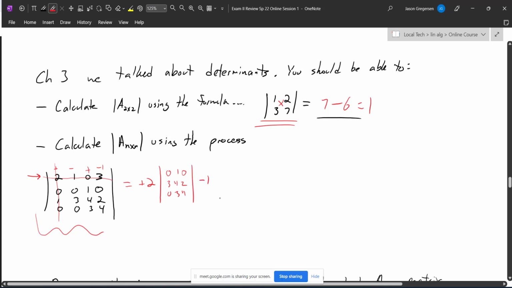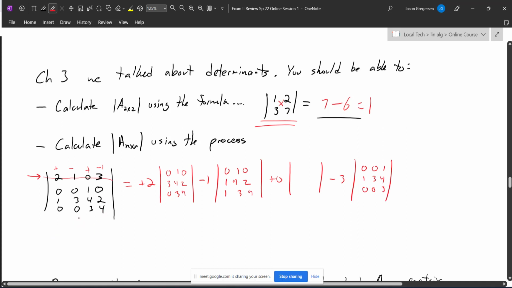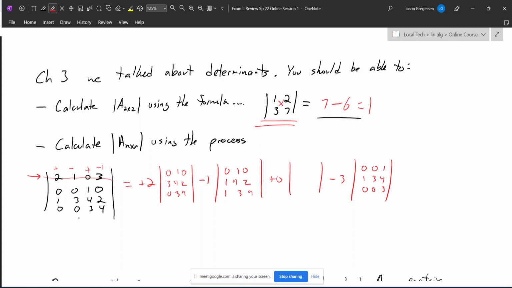Then I would have minus 1 times the subdeterminant. That looks like this. Then plus 0 times some subdeterminant, and then minus 3 times the subdeterminant I would get when I eliminate the row and column of the 3. So this would be 0, 0, 1, 1, 3, 4, 0, 0, 3. Now, having done my expansion, I've reduced the determinant of one 4 by 4 matrix to 3 determinants of 3 by 3s. And I would repeat that process to whittle these 3 by 3s down to 2 by 2s, and then finally I would generate the number.